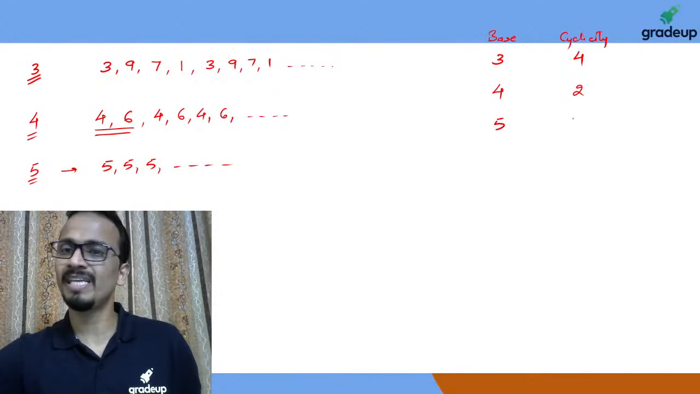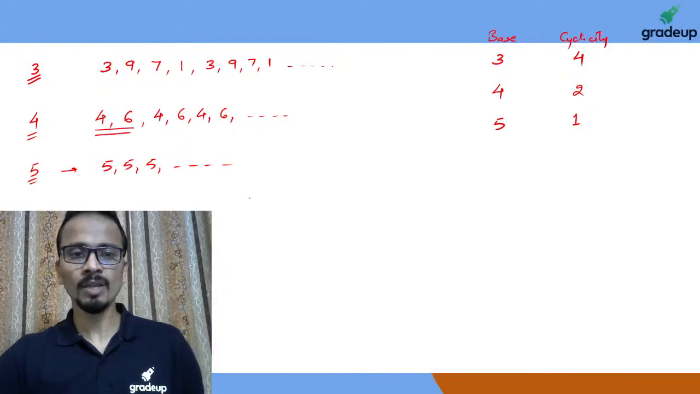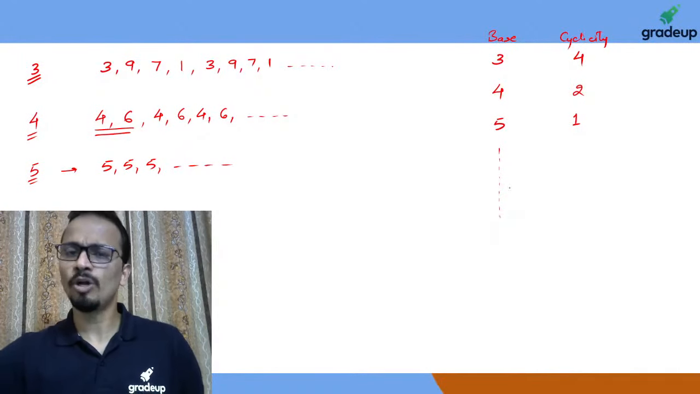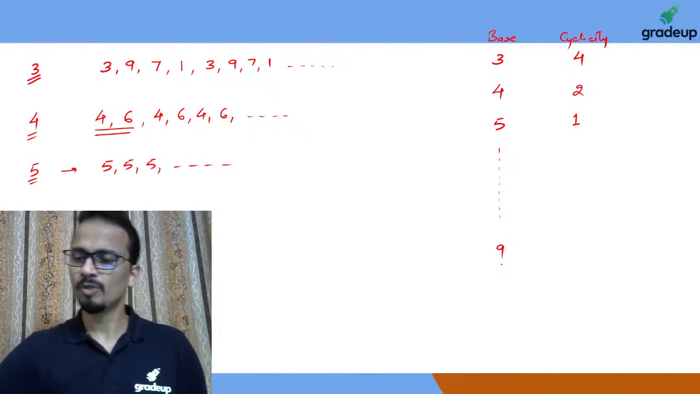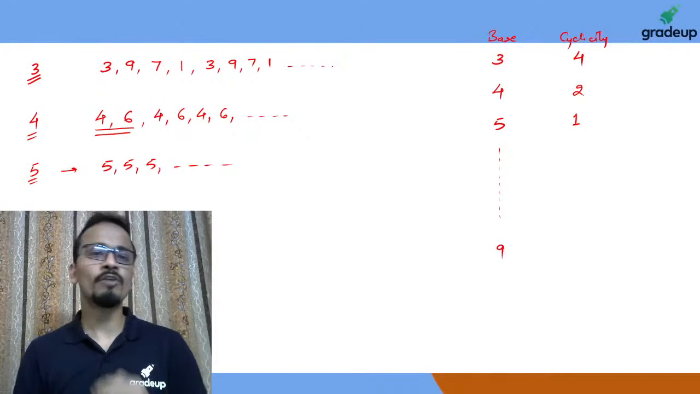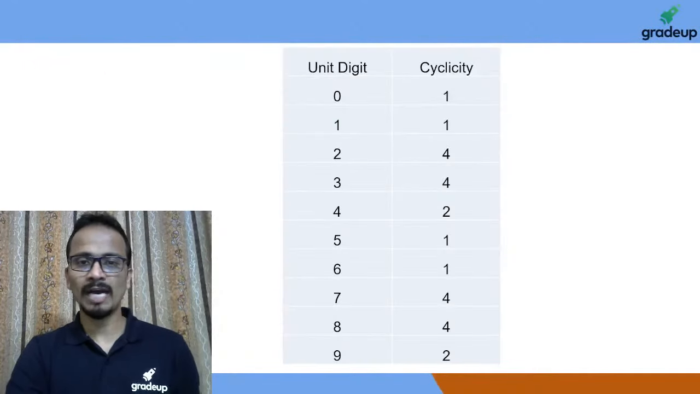Sorry, the unit digit remains 5. So I can say that the cyclicity for 5 will be equal to 1. Now, likewise, you can calculate the cyclicities of all the bases up till 9. And that's it. Now you can find out the unit digit of any number raised to the power of any other number. So I'll help you.